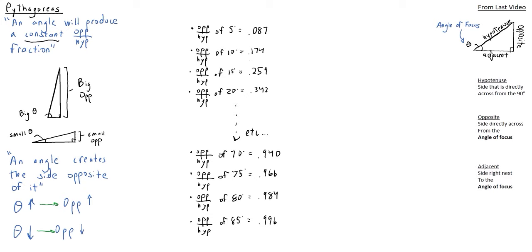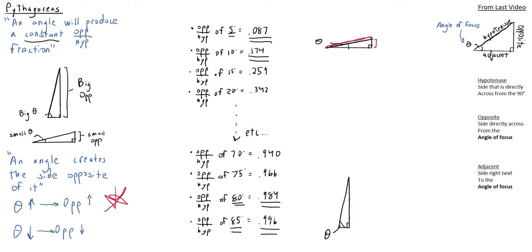And it should make sense to you why small angles like 5 and 10 have small decimals, small fractions. It goes back to our very first observation. This small angle will produce an opposite side that is a small percentage of our hypotenuse side. And vice versa for our big angles. Notice that they have big opposite over hypotenuse fractions. And this is because those big angles will produce a relatively big opposite side when compared to the hypotenuse side.